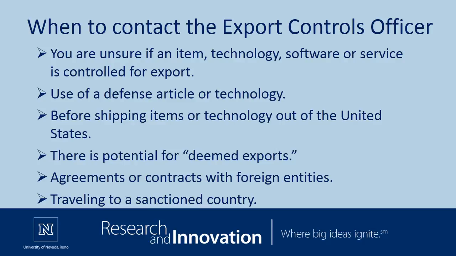Violation of export and economic sanction regulations can include both administrative and criminal penalties. For example, administrative fines can be $250,000 per violation, and criminal penalties can include jail time. Therefore, it is important for all university faculty, staff, and students to be aware of the regulations and identify potential compliance issues before they occur.